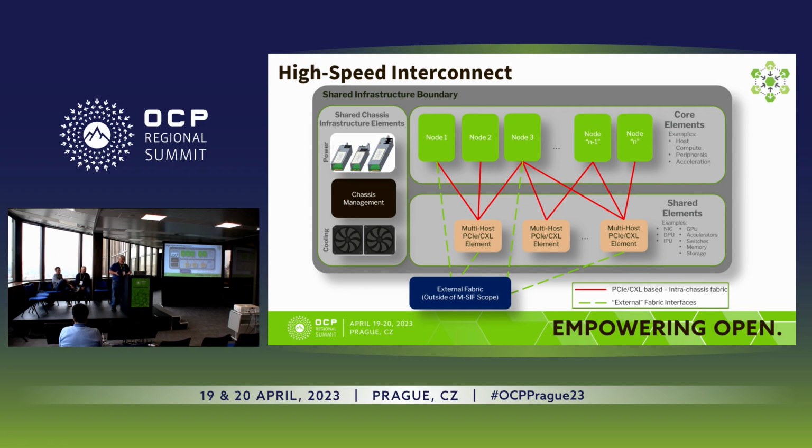Then from there, we had elements. Now, we define these as core elements and shared elements. In a core element, you have key things like the host or compute elements. You have peripherals, potentially acceleration capabilities that exist within these elements. Now, shared elements, these are things that these compute entities will be trying to realize.